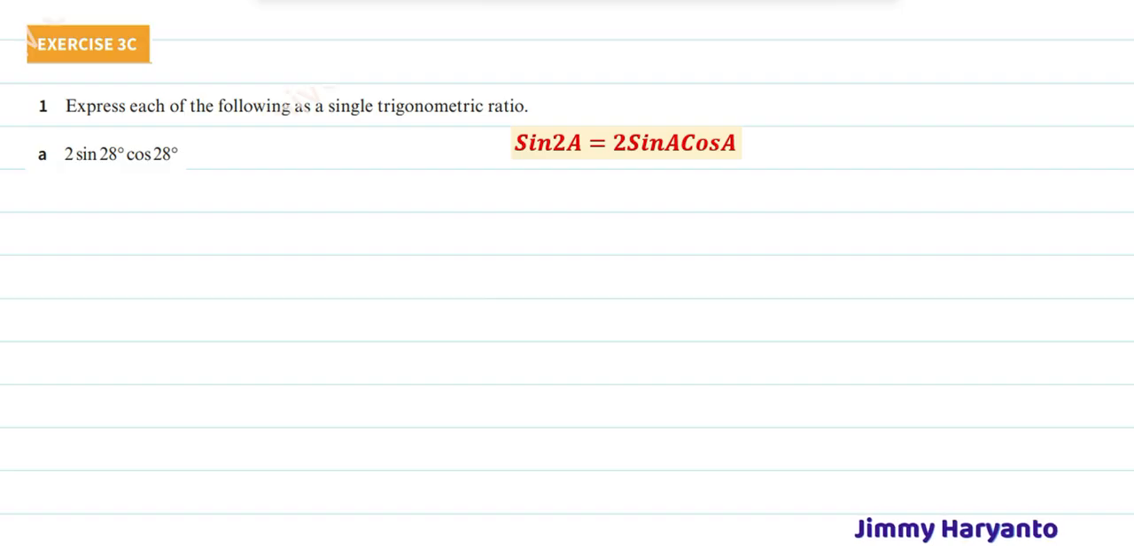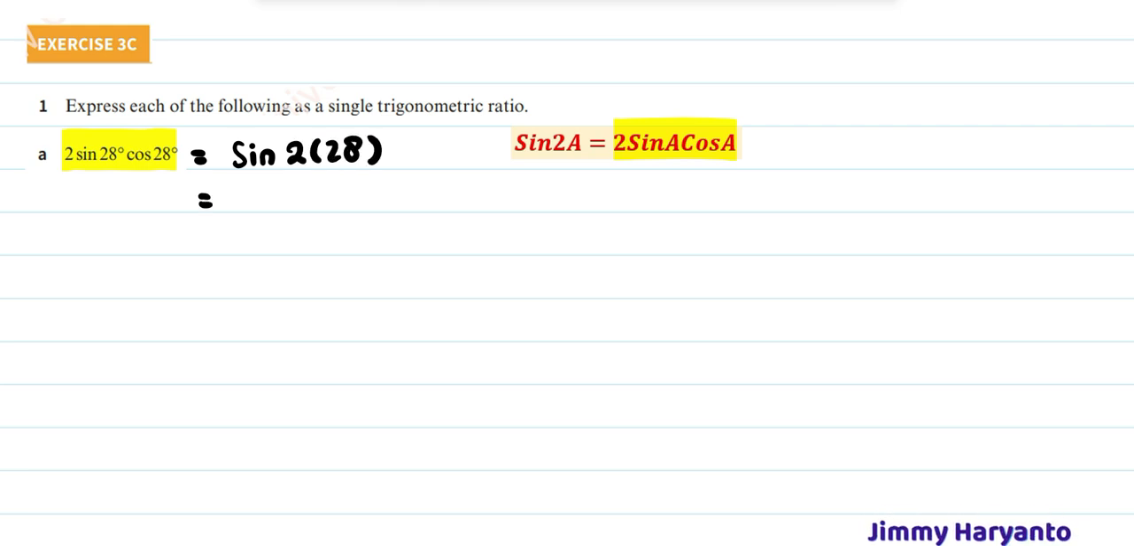Next is exercise 3C, question 1a. For this one, we can see that this expression is exactly the same as that one. So the answer for this one will be sine 2a. It means sine 2 times 28, and that also means the answer will be sine 56.